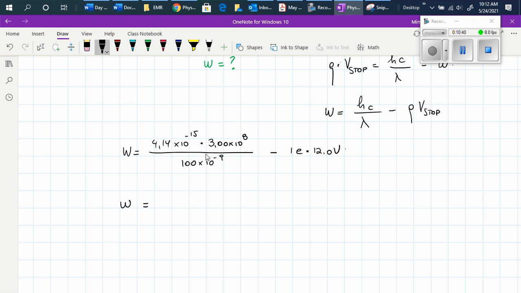So the work function: enter these values on your calculator and you will find that it is 0.42 electron volts. If they are asking for joules, then you multiply it by 1.6 times 10 to the power of negative 19, and you will have 6.72 times 10 to the power of negative 20 joules.